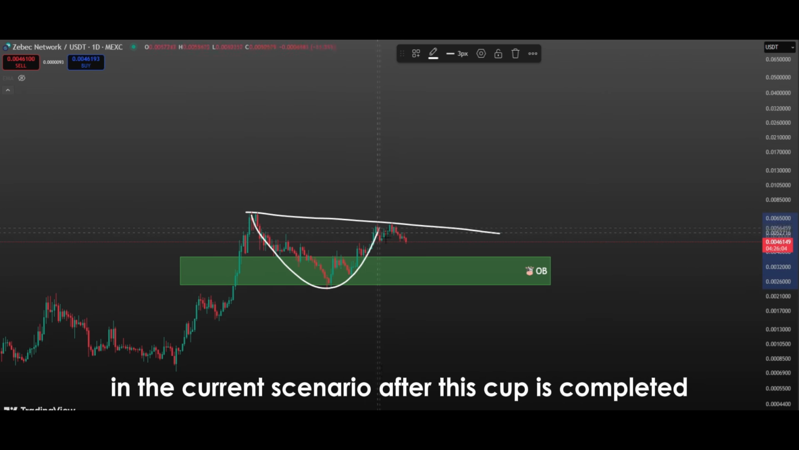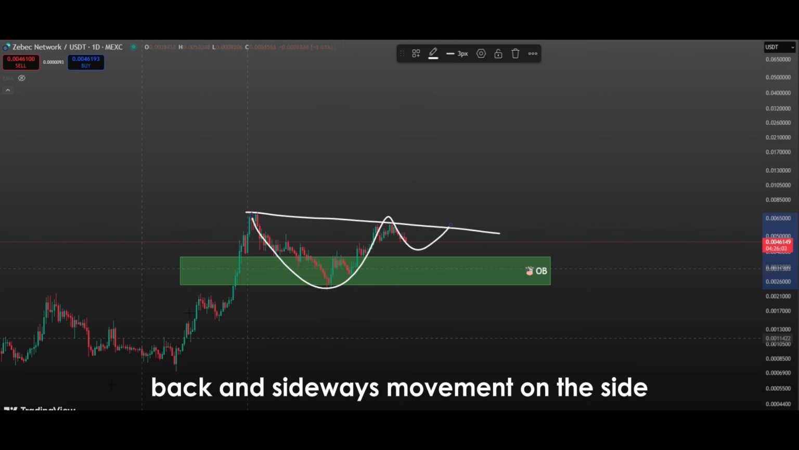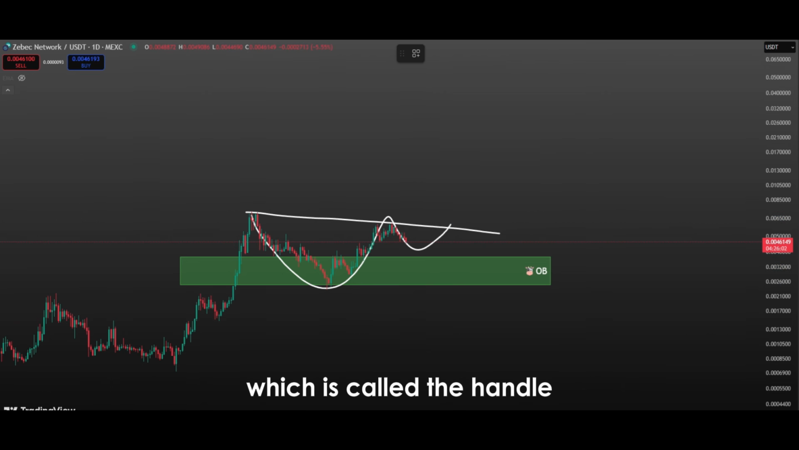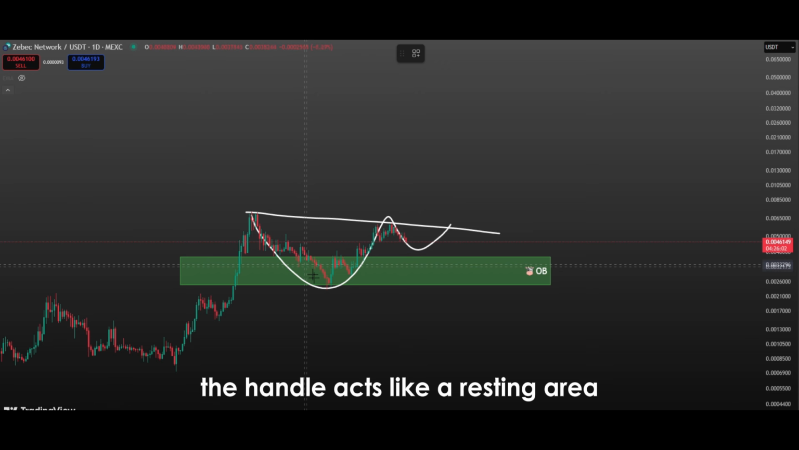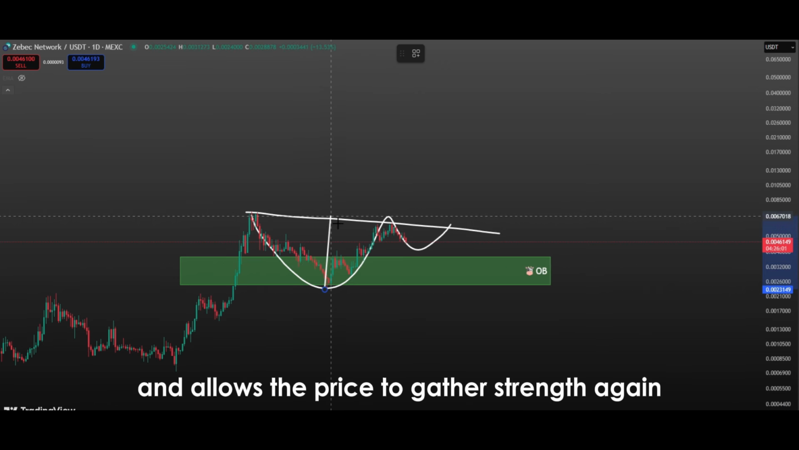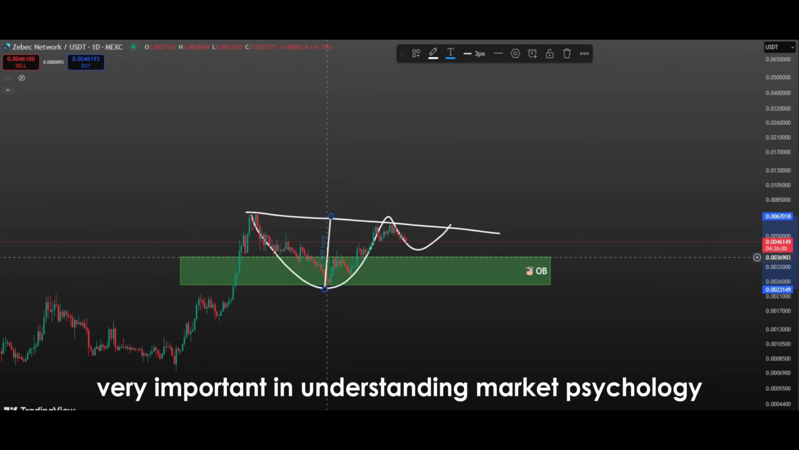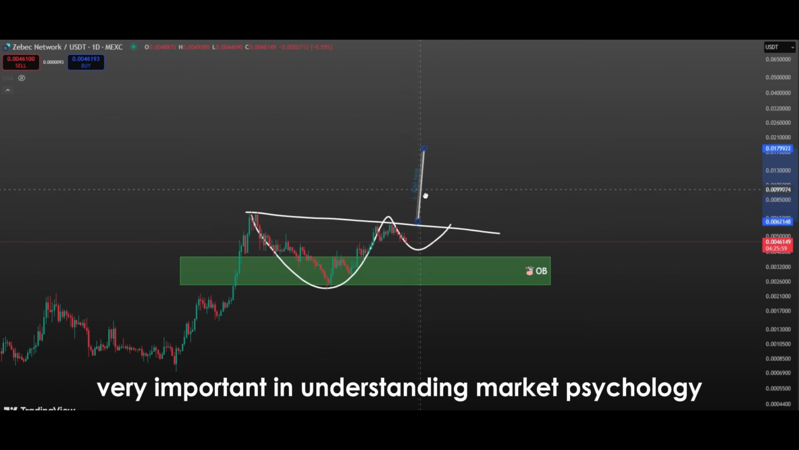In the current scenario, after this cup is completed, the price has entered a small pullback and sideways movement on the side, which is called the handle. The handle acts like a resting area necessary for the continuation of the formation and allows the price to gather strength again. The handle part is actually very important in understanding market psychology.